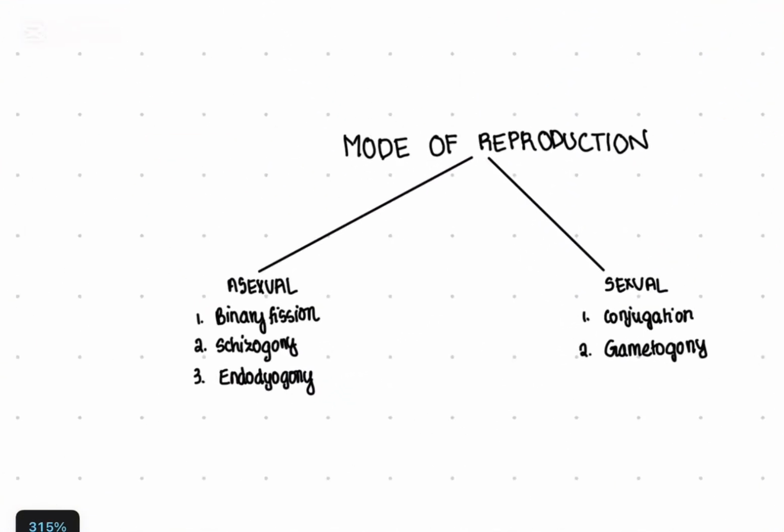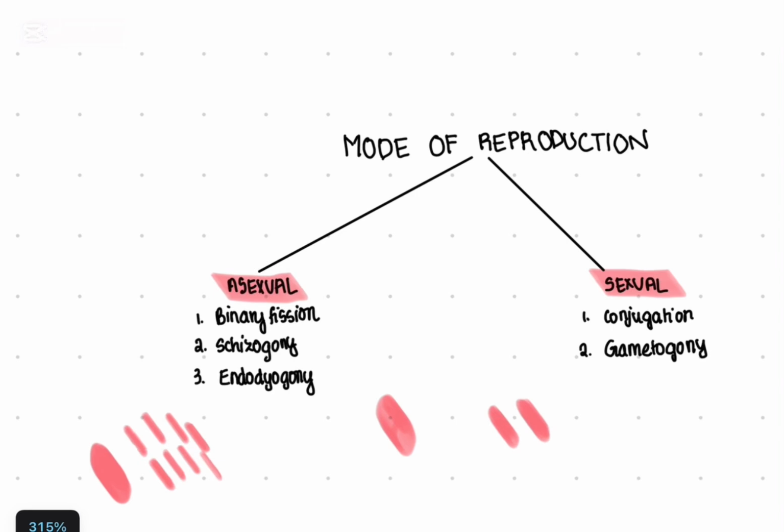Then we have the modes of reproduction. We know that there are two types of reproduction in animals: asexual or sexual. Asexual means it involves only a single parent, and within that we can include binary fission, where one mother cell gives rise to two daughter cells having the same genetic constitution. Then we have schizogony or multiple fission, where one mother cell can give rise to multiple daughter cells. Then we have endodyogeny, where there is internal budding which results in two cells, which I'll discuss when the time comes.